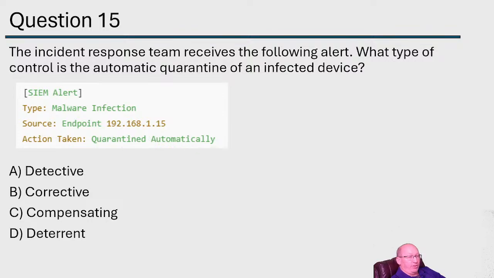And then we see a deterrent control. Deterrent control, of course, being where we try to deter something from occurring. In this case, I don't think you can actually deter malware. I don't think malware can read signs. Maybe I'm mistaken, but I don't think so. That means B. B would be our correct answer. The only one that makes sense on this one. There we go. It's going to be B.